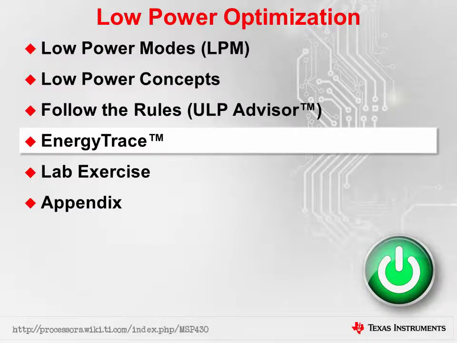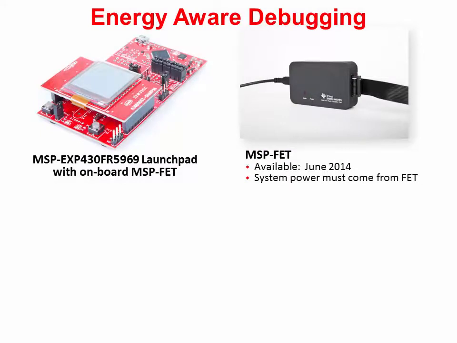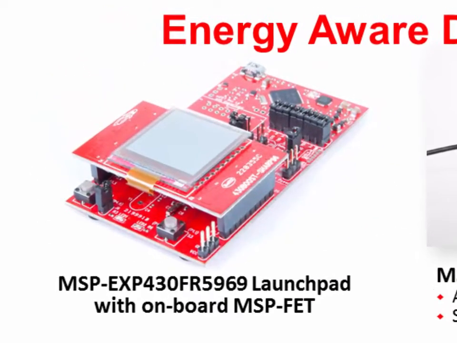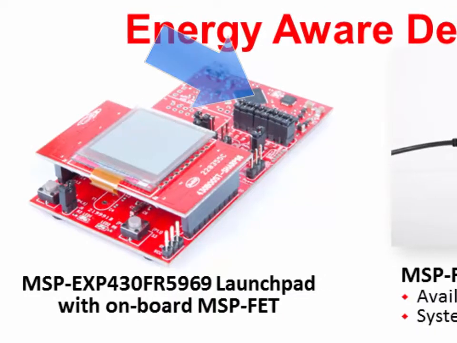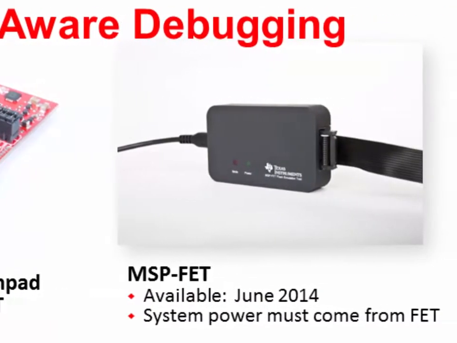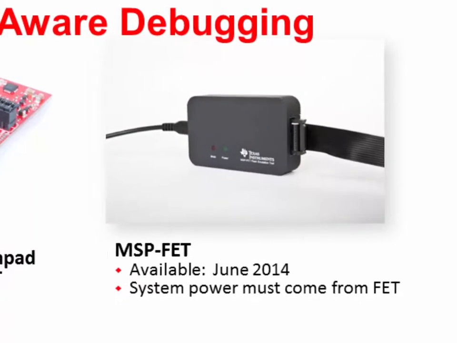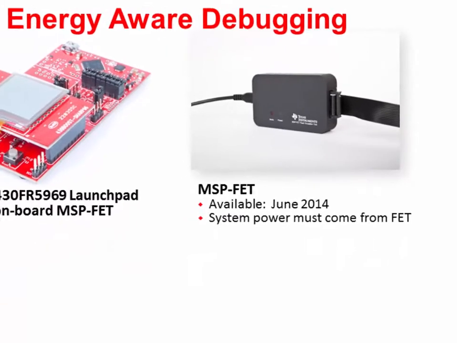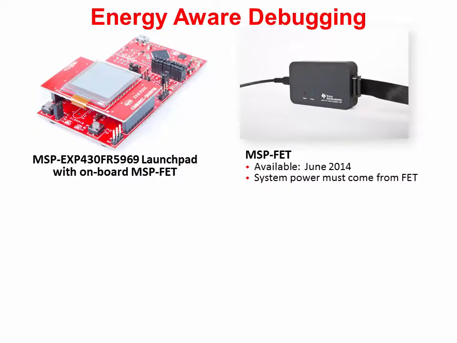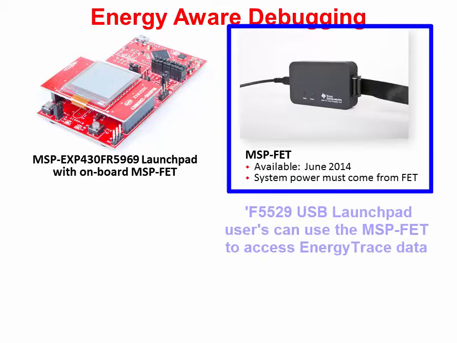Finally, let's turn our attention to the new Energy Trace measurement tool. As of the writing of this chapter, there are currently two tools which support energy trace measurements. One, the FET emulator on the FR5969 LaunchPad, and two, the brand new MSP430 emulation pod and cable, which can be used with any system that supports the MSP430 4 or 2-wire JTAG debugging methodology. For example, in the upcoming class exercise, we recommend that the F5529 USB LaunchPad users use the MSP430 pod so that they can obtain energy trace data.